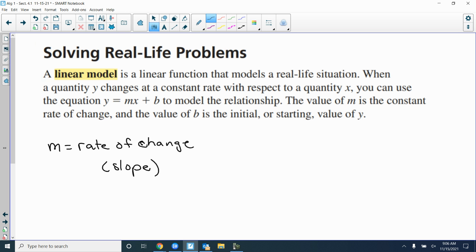Anything that is increasing or decreasing. So if you are increasing your speed at a constant rate of change, it's going to be your slope. B is the initial or starting value.